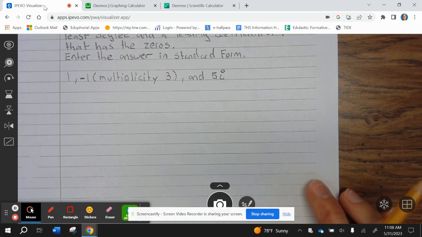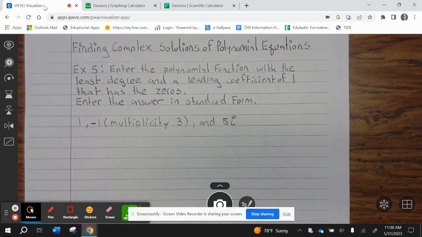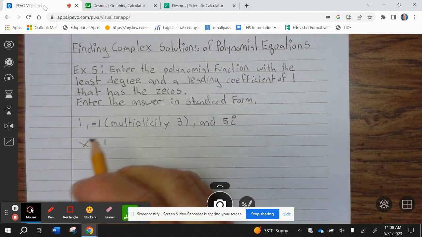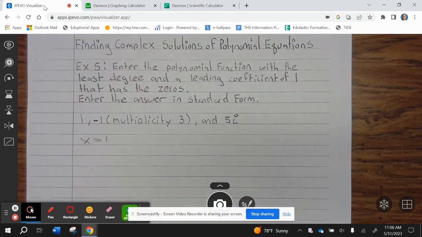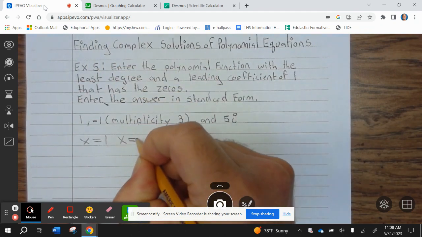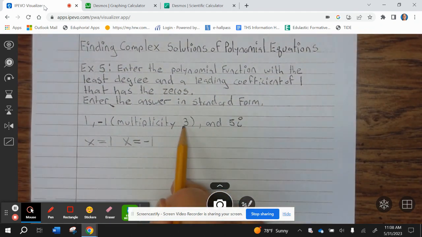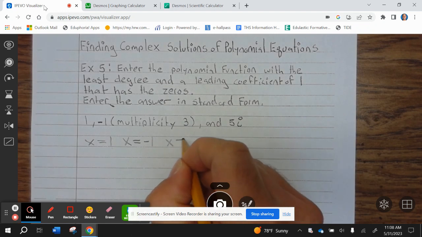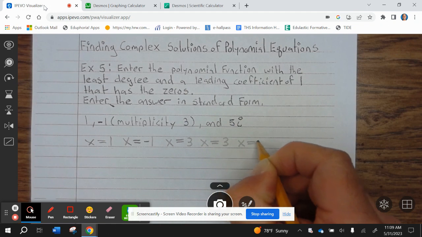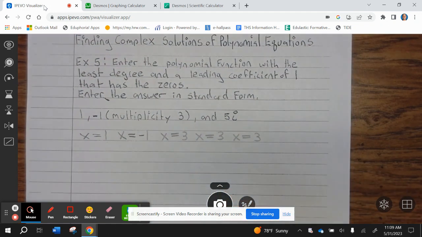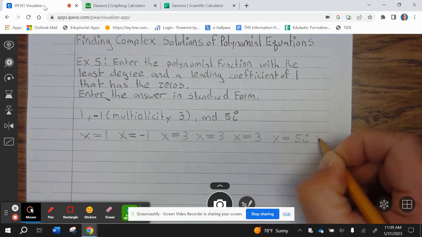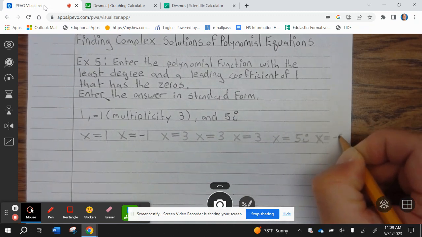All right, last example. Okay, again, we're working backwards to find the equation. So x equals 1. X equals negative 1. Multiplicity of 3. That means x equals 3. X equals 3. X equals 3. And then 5i. That means x equals 5i. And x equals negative 5i.